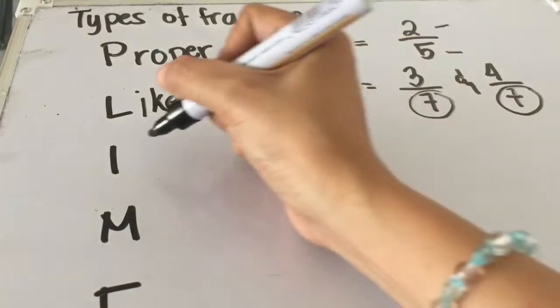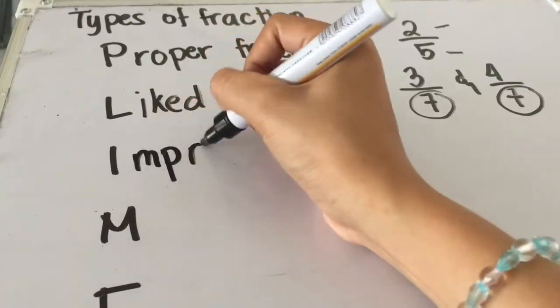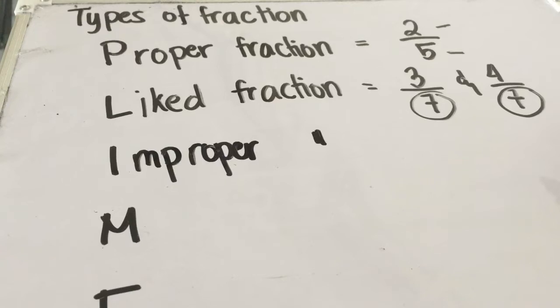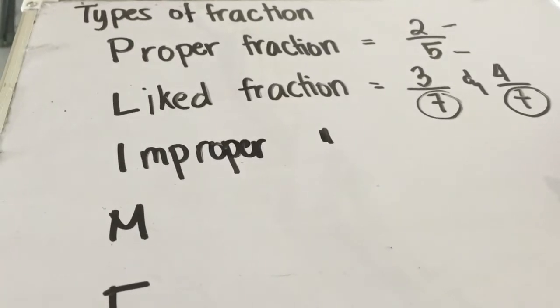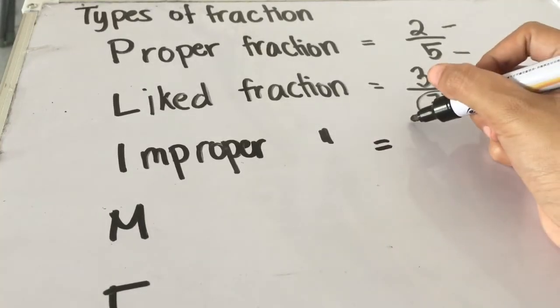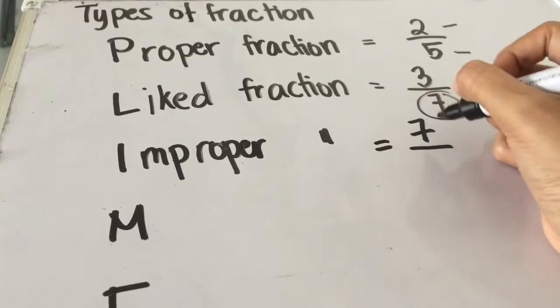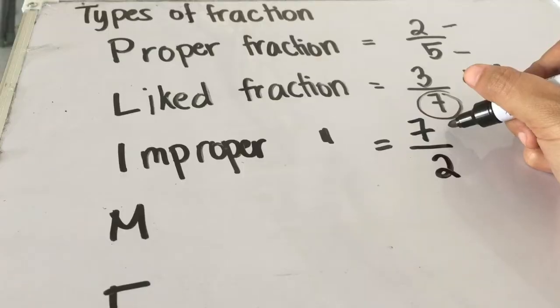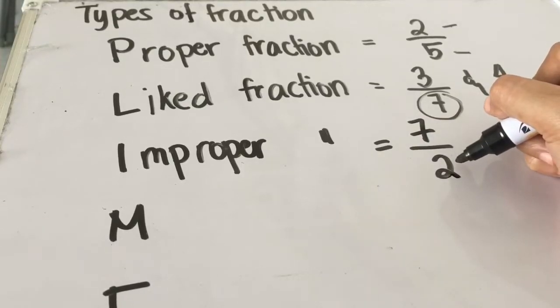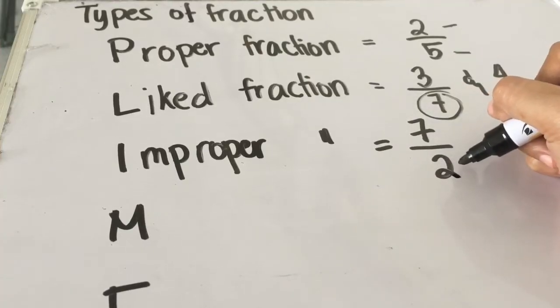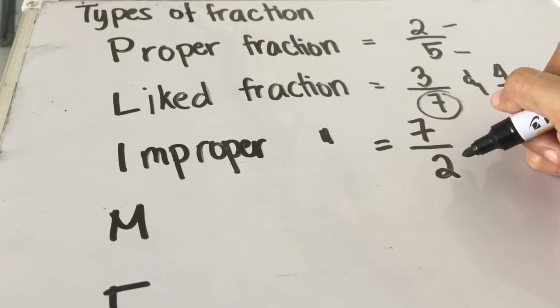Next is improper fraction. Improper fraction is the opposite of proper fraction, because our denominator is smaller than the numerator. So for example, 7 all over 2. So as you can see, this is our numerator and this is our denominator. Our numerator is bigger than the denominator. So that is our improper fraction.